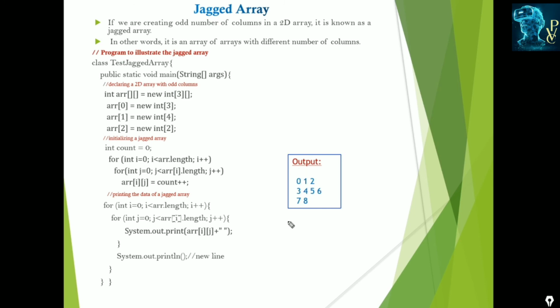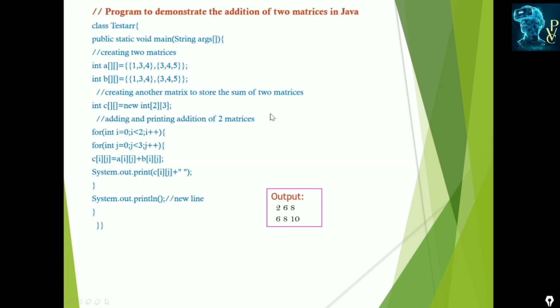Okay, this is another concept in Java, the jagged array. One is the anonymous array and the other is the jagged array. With an anonymous array, there is no need to declare the array first when we are using it. It can be passed directly. And a jagged array has a different number of columns for each row.